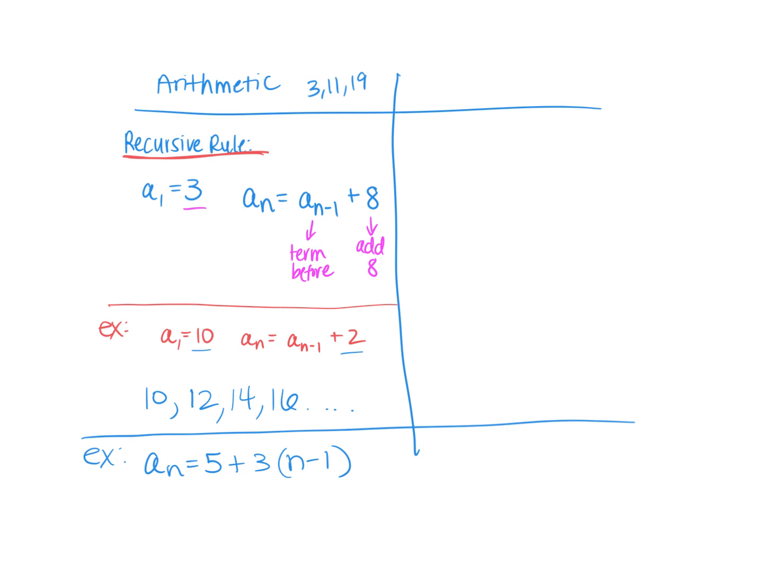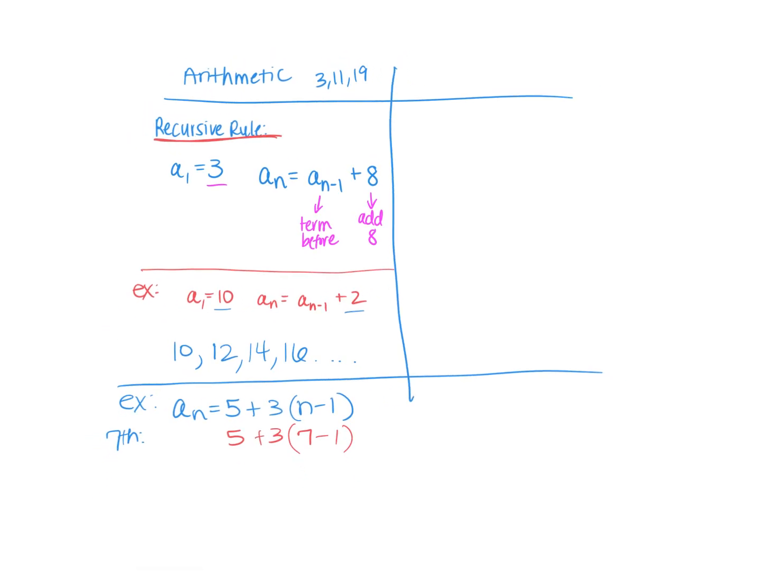This is the explicit rule, and I say, hey, can you find me the 7th term? Well, all you would have to do for that is plug in a 7 right here and then work it out. So for n, I put a 7, and then I just work it out. So if I was doing this, I'd say, okay, 7 minus 1 is 6, times 3 is 18, plus 5 is 23. So my 7th term is 23.